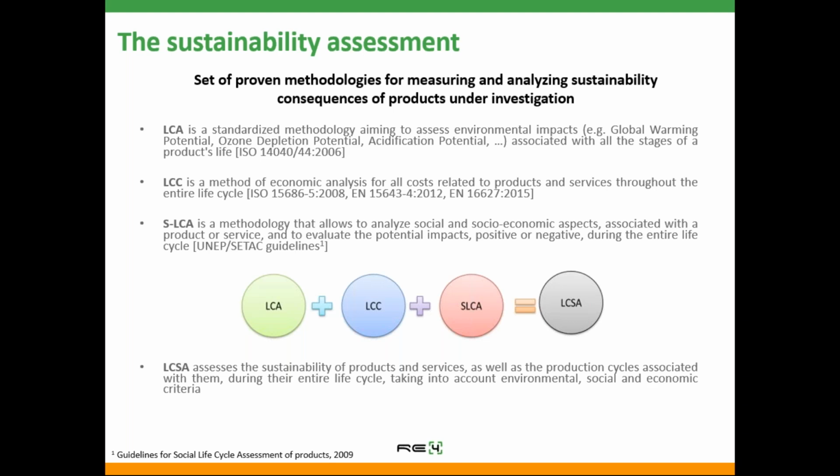The life cycle costing instead aims at the assessment of economic impacts related to products and services throughout the entire life cycle. Then the social life cycle assessment methodology allows us to analyze the social and socioeconomic aspects associated with the product or service and to evaluate the potential impacts during the entire life cycle. This methodology derives from the UNEP and SETAC guidelines for the social life cycle assessment of products. The three aspects of sustainability can be combined to reach a final sustainability score by using the shortest column method, that will be discussed better later on.